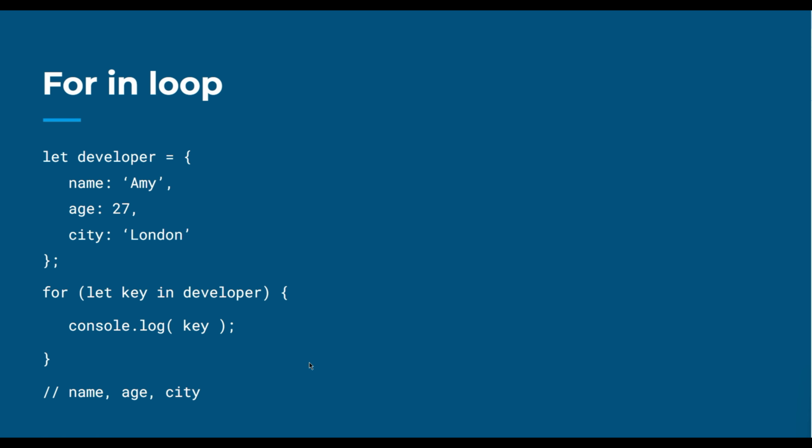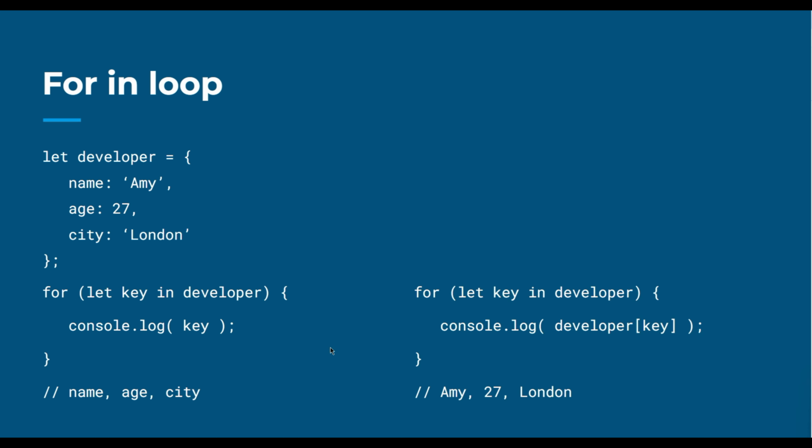Likewise, to log all the property values, we can use the same for in loop. But in the console, we have to use the bracket notation. So add developer, and inside square brackets, we need to pass the key variable. Now, this will return property values like Amy, 27, and London.